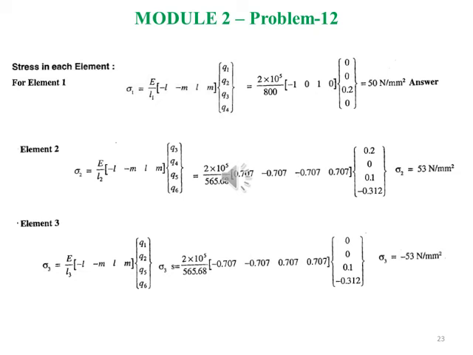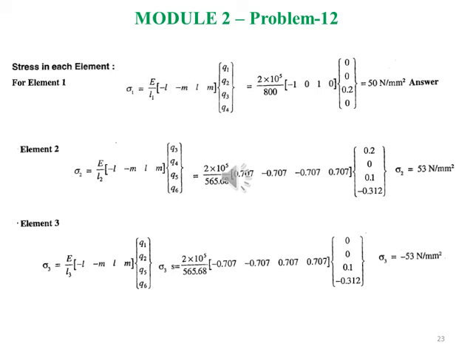So sigma 1 value will be 50 Newton per millimeter square. Similarly, sigma 2 also has to be calculated by the formula E by L2, where L2 is the length of element 2, into minus L, minus M, L, M. L and M are the direction cosines that pertain to element 2. So it is 0.707, minus 0.707, minus 0.707 and 0.707 multiplied by 0, 0.20, 0.1, minus 0.312. So sigma 2 comes to be 53 Newton per millimeter square.